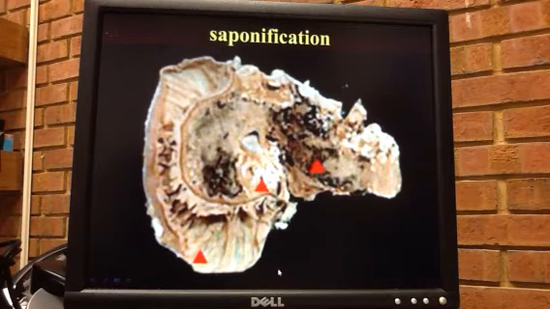This is a picture of saponification. What you see here, here's the pancreas, okay? And the duodenum kind of encompasses the head of the pancreas here. See these chalky white areas? That is where calcium is interacted with fatty acids. Those fatty acids were derived from the breakdown of fat by the pancreatic lipases. That's that saponification thing. You can also see red areas here. These represent hemorrhages due to rupture of vessels that are destroyed by the elastases in the pancreas.